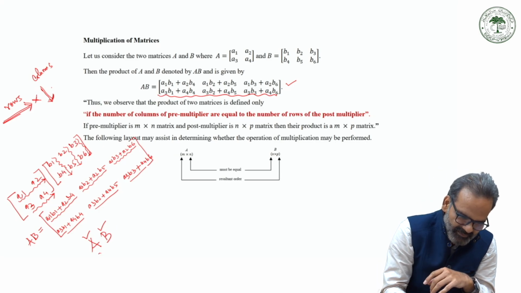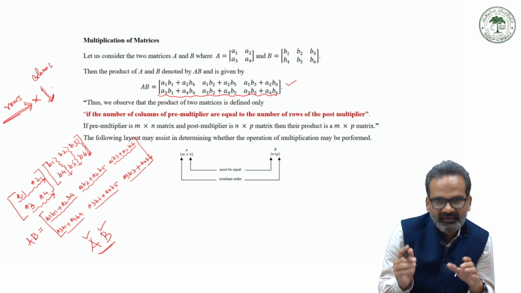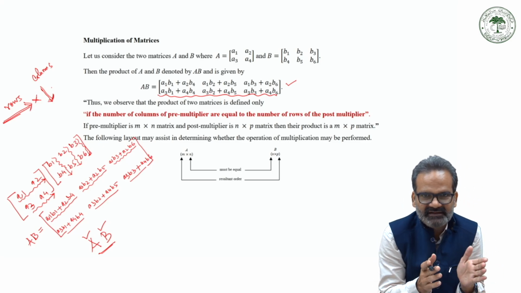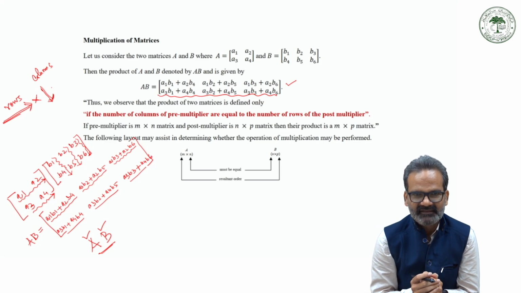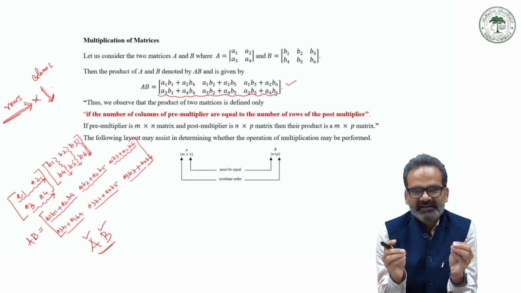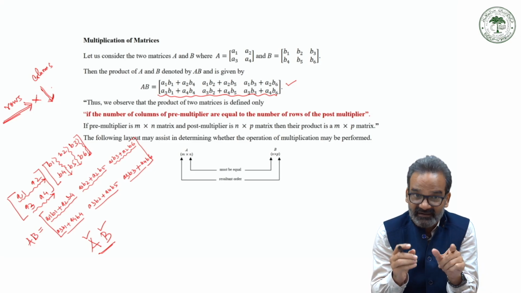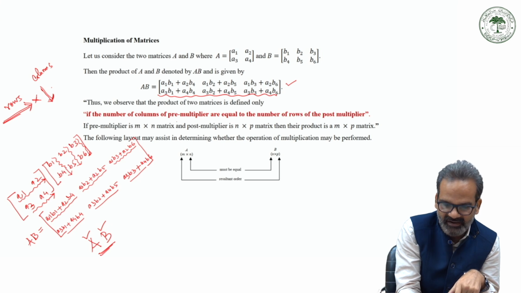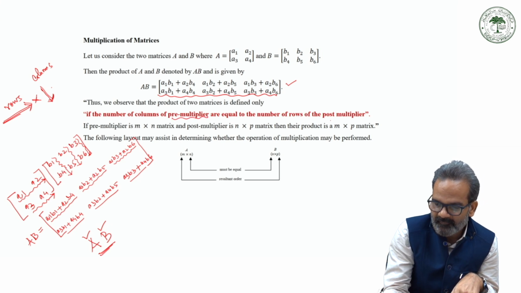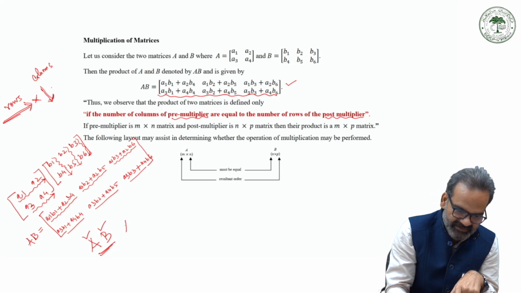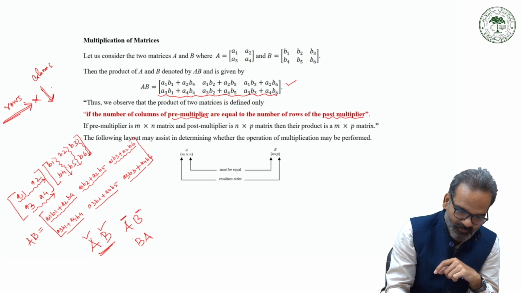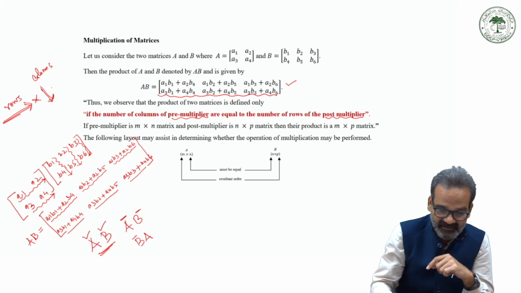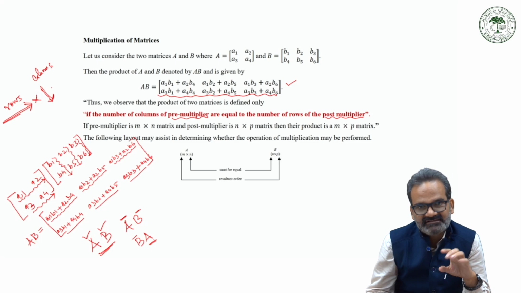So the product AB is possible if the number of columns of the first matrix is equal to the number of rows of the second matrix. If this condition is satisfied, only then we can multiply to get the product AB. But this condition is only for AB. Be careful, we are using the words pre-multiplier and post-multiplier. If you are finding AB, then A is considered the pre-multiplier and B the post-multiplier. When you find BA, now B is considered the pre-multiplier and A the post-multiplier.